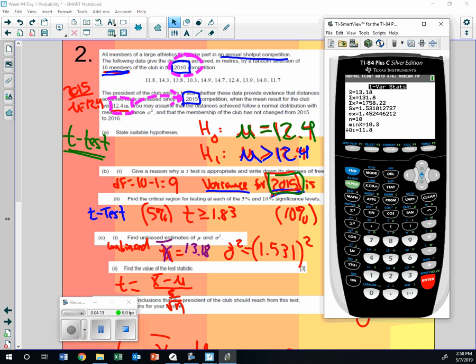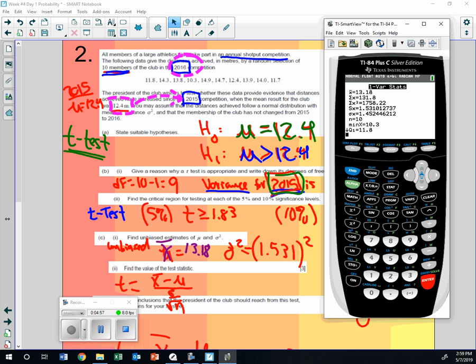When you hit calculate, it's going to give you a whole bunch of stuff. The mean is 13.18, so that's something we needed to know. And then you have a couple of standard deviations here, 1.53 and 1.45. For the unbiased estimate, the s of n minus 1, which is sum of x squared over n minus sum of x quantity squared over n times n minus 1, that gives you this silly looking s of x. That's the one that I want, 1.531.